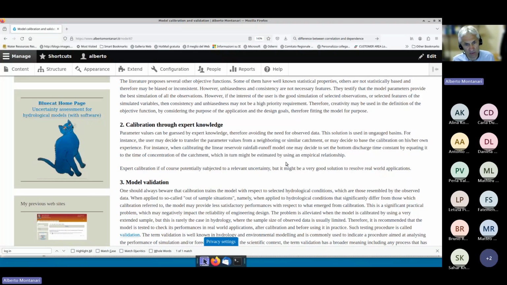But the calibration through expert knowledge is important. And as I said, we don't go into the details. There are instruments, techniques that may help you if you don't have data.